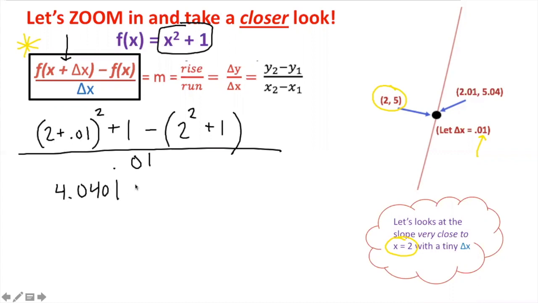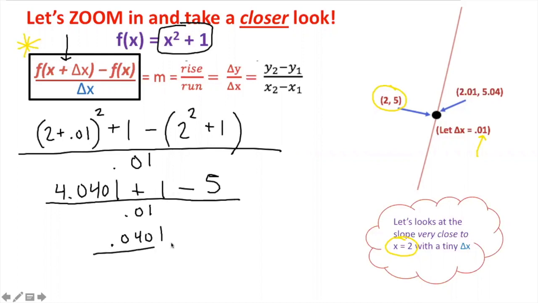4.0401 plus 1, minus the result of 2 squared plus 1. Well, 2 squared is 4, and 4 plus 1 is 5, all over 0.01. So now let's simplify the numerator. We've got 4.0401 plus 1 minus 5. That gives us 0.0401, all divided by 0.01.